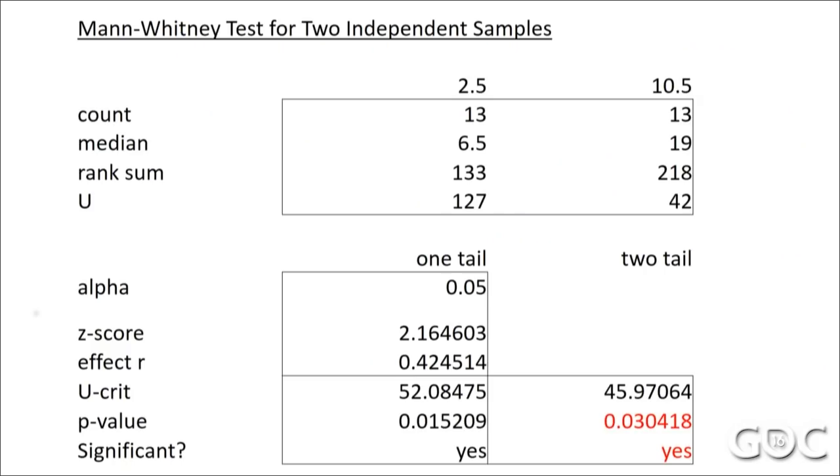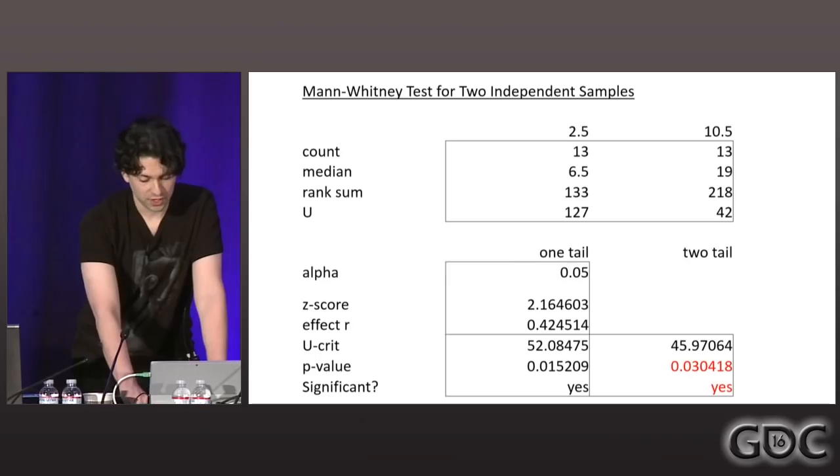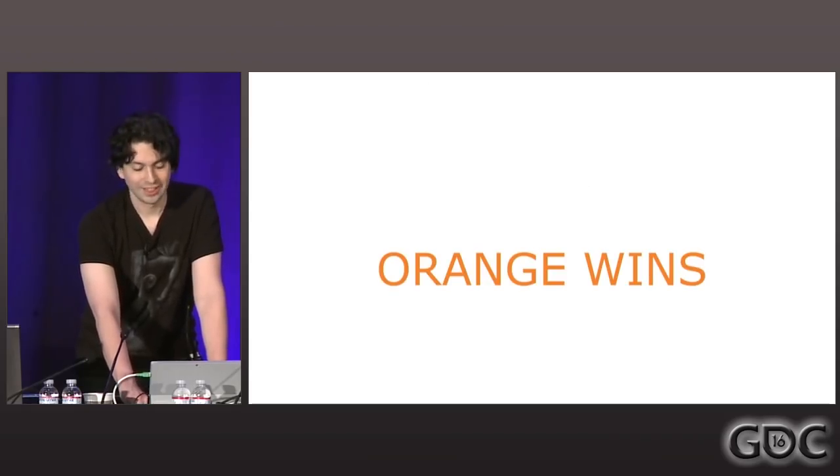Up comes the Mann-Whitney. Data comes out like this. Chance of Fred being right is 3%. Orange version of the puzzle is better.